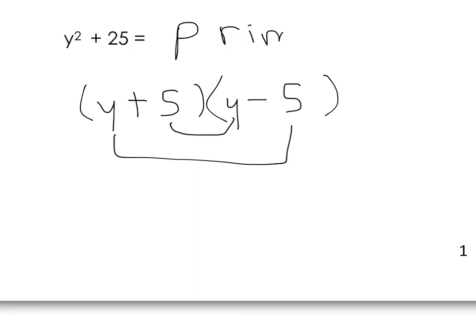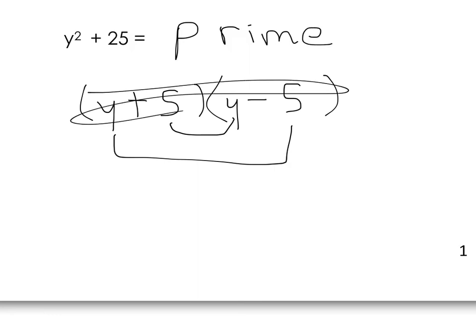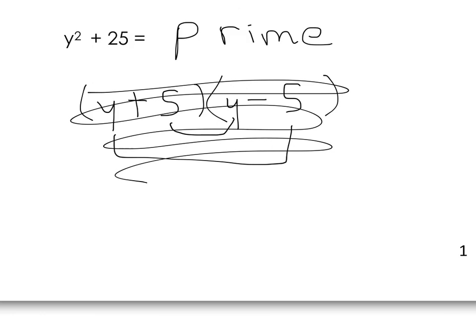It's prime. The difference of perfect squares can be factored, but the sum of perfect squares is prime. That's all for this section.